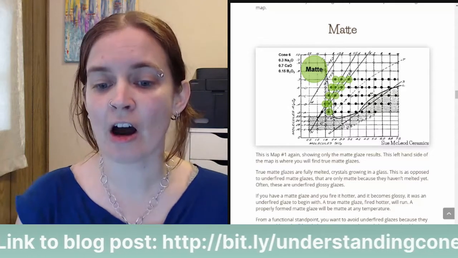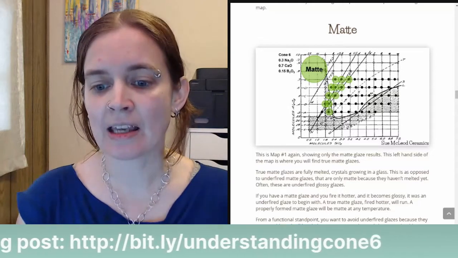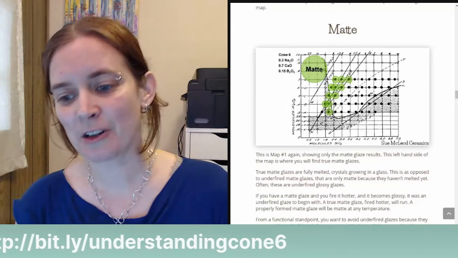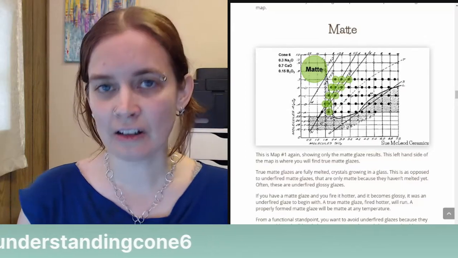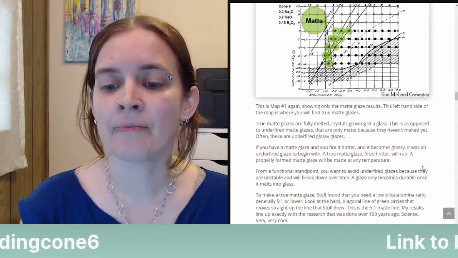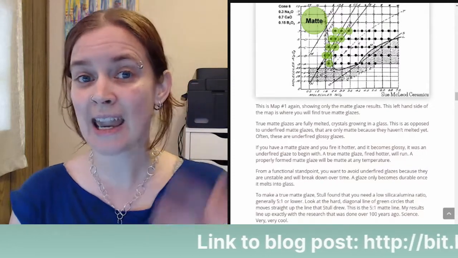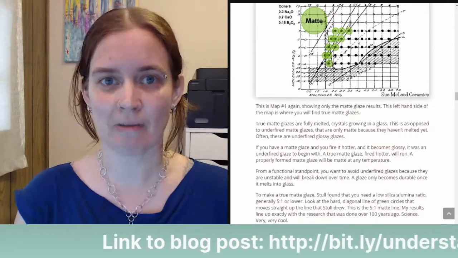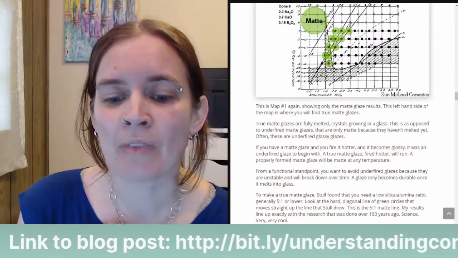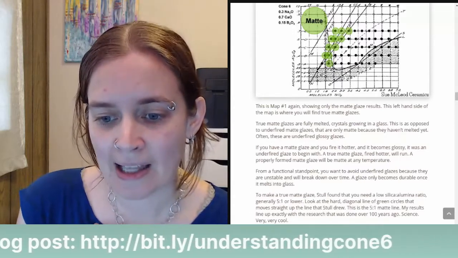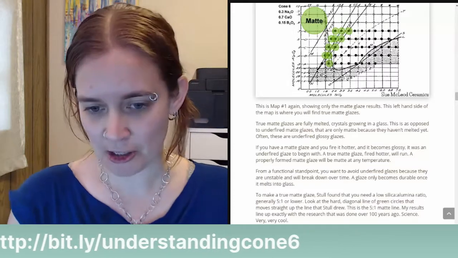So if you have a matte glaze and you fire it hotter and it becomes glossy, then it was an underfired glaze to begin with. A true matte glaze fired hotter will run. So it will stay matte, but it'll be a runny matte glaze. A properly formed matte glaze will be matte at any temperature.